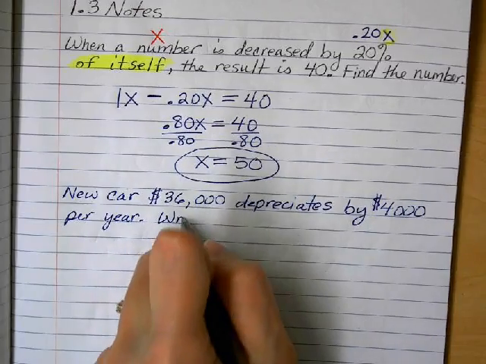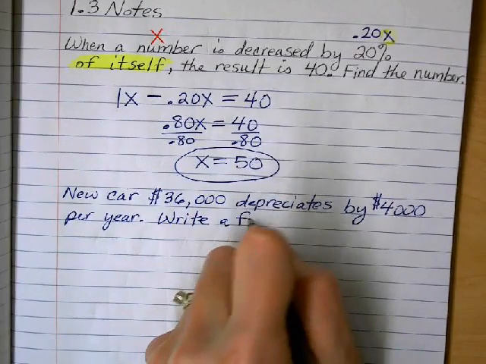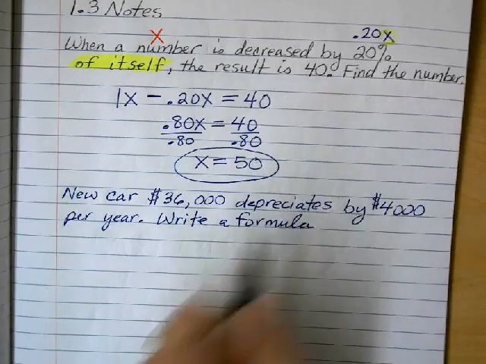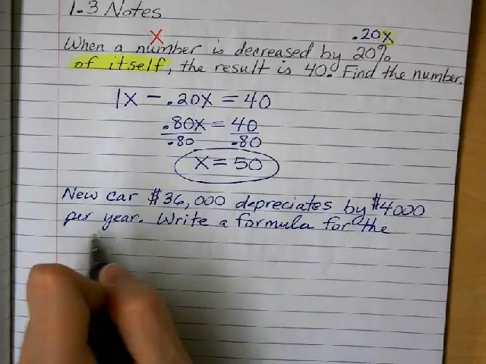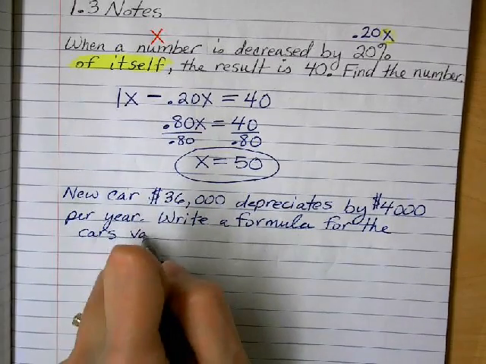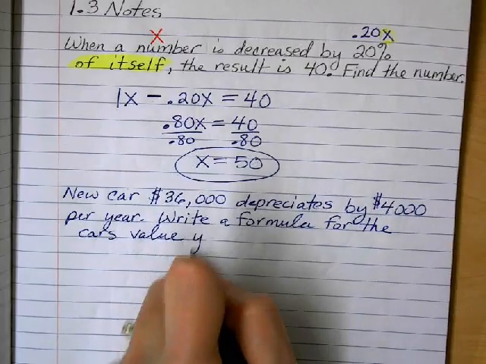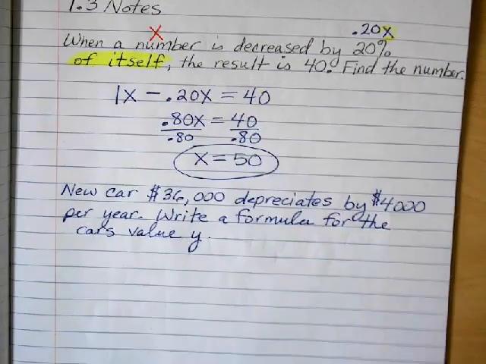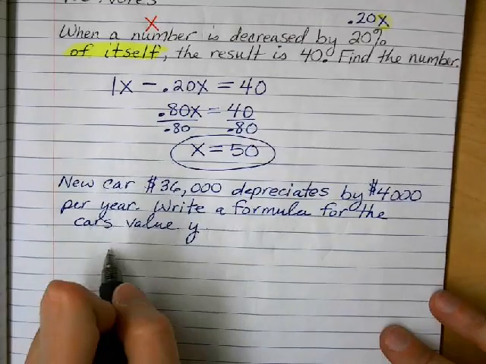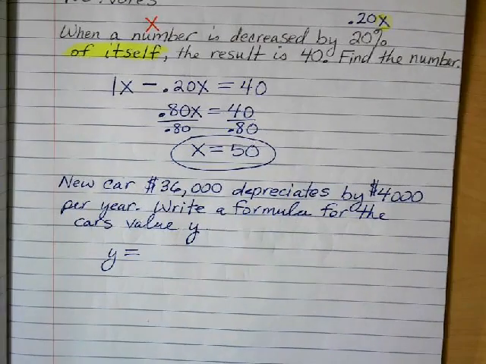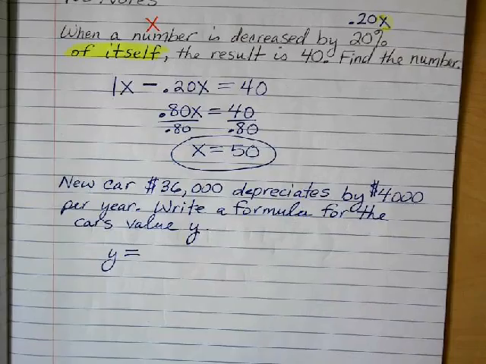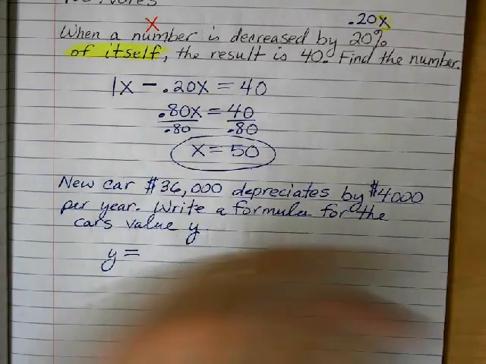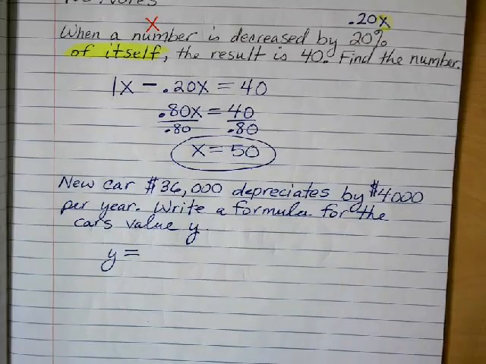So they're going to ask you on your assignment to write a formula for the car's value. And you can use like a y variable, like y equals. So what could a formula be if it says you had a new car and then it depreciates by $4,000 every year? It's like they're asking you to try to write an equation that would stand for that situation. What do you think?